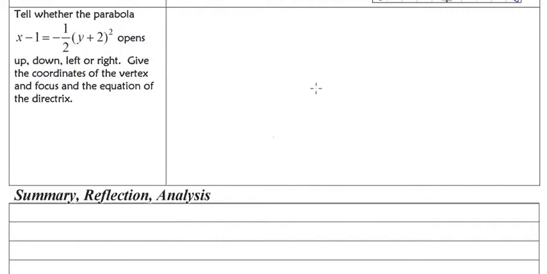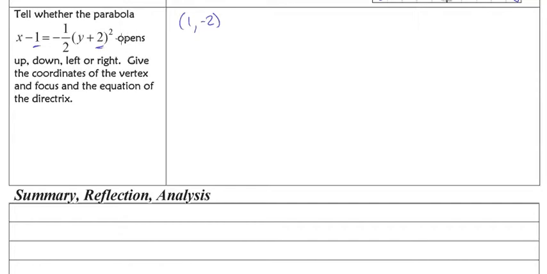All right, so here we've got a parabola whose vertex is not on the origin. The vertex is going to be at (1, -2). It's written here in vertex form. Now it says tell us whether the parabola opens up, down, left, or right.